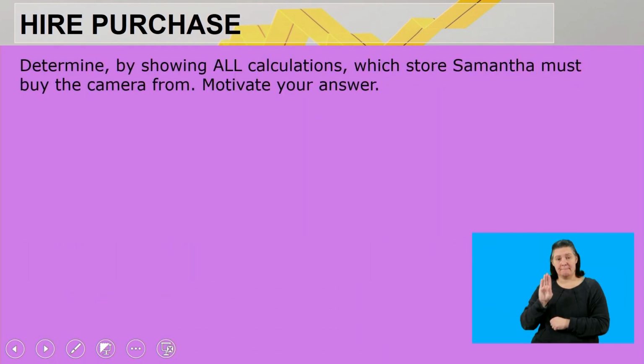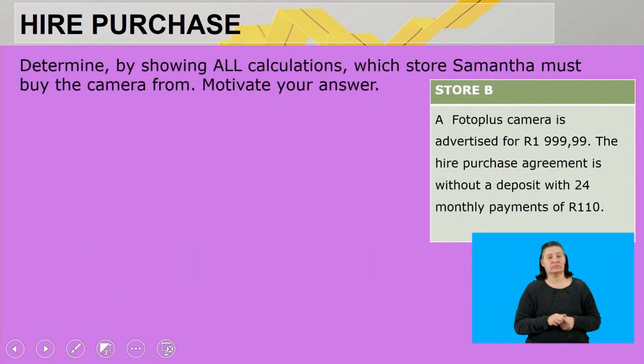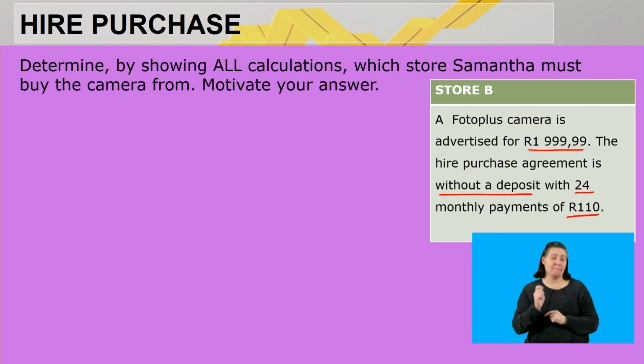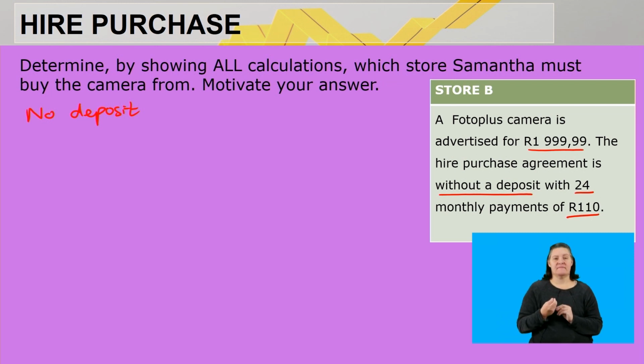Now let's look at what it will come to when we look at store B. Right, let's quickly run through this. It says a Photo Plus camera is advertised for 1,999 Rand. The hire purchase agreement is without a deposit, right? With 24 monthly repayments of 110 Rand. So first of all to note here, remember no deposit is required here. We agree? That's indicated here.